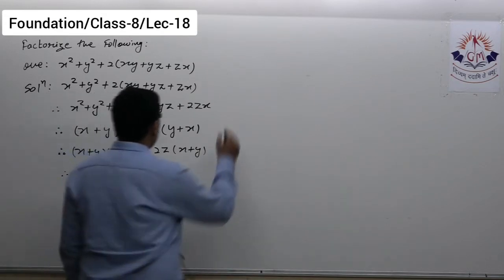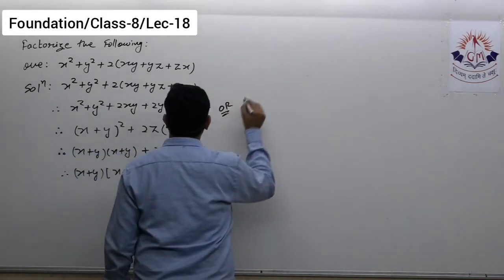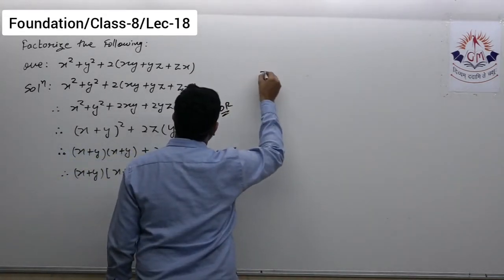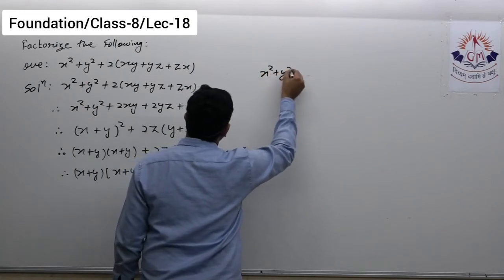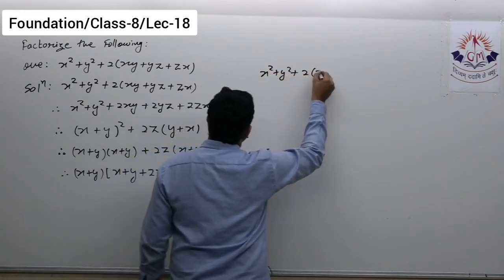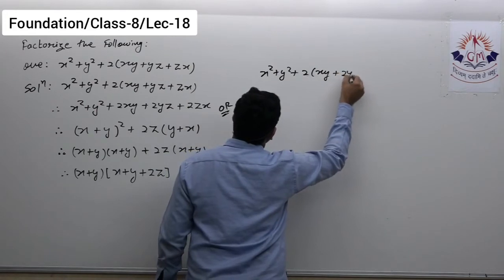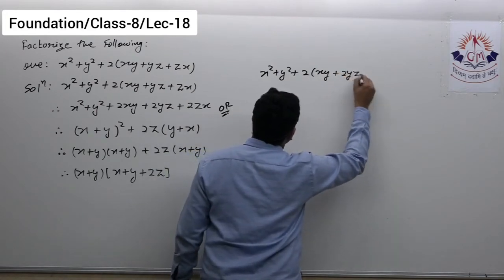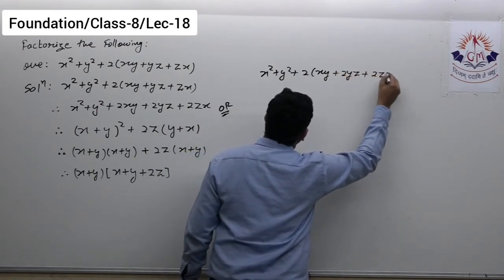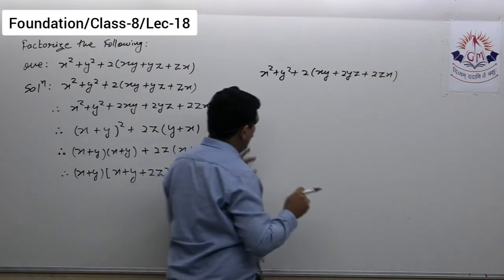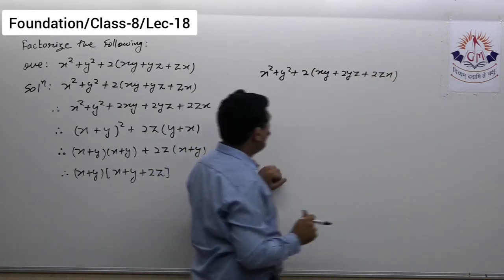Now let us see one more method for the same expression. So here we have x square plus y square plus 2xy plus 2yz plus 2zx. Actually there are three more methods. Okay, one more method is there.